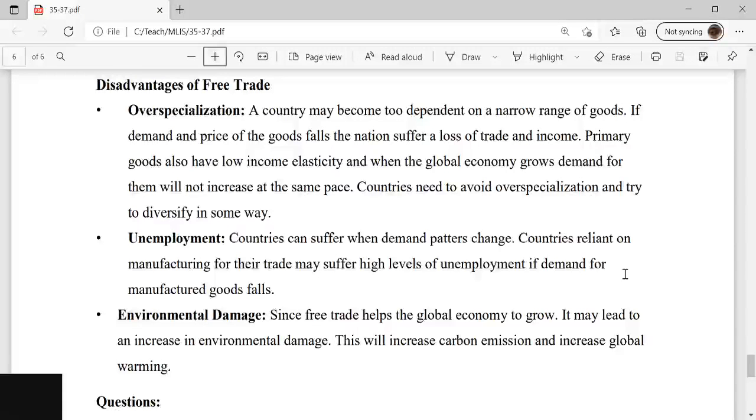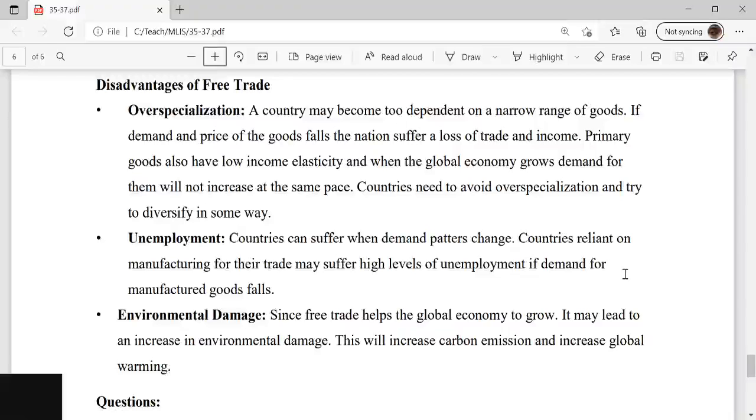If you focus on very few products, you'll become over specialized and too dependent on a product. Think about ready-made garments. We are very much expert at producing ready-made garments, right? But think about this pandemic situation or any kind of world recession. The demand for ready-made garments will fall, and we'll be facing a huge problem, because we are too dependent on this single product. Then unemployment may take place because of this fall in production.